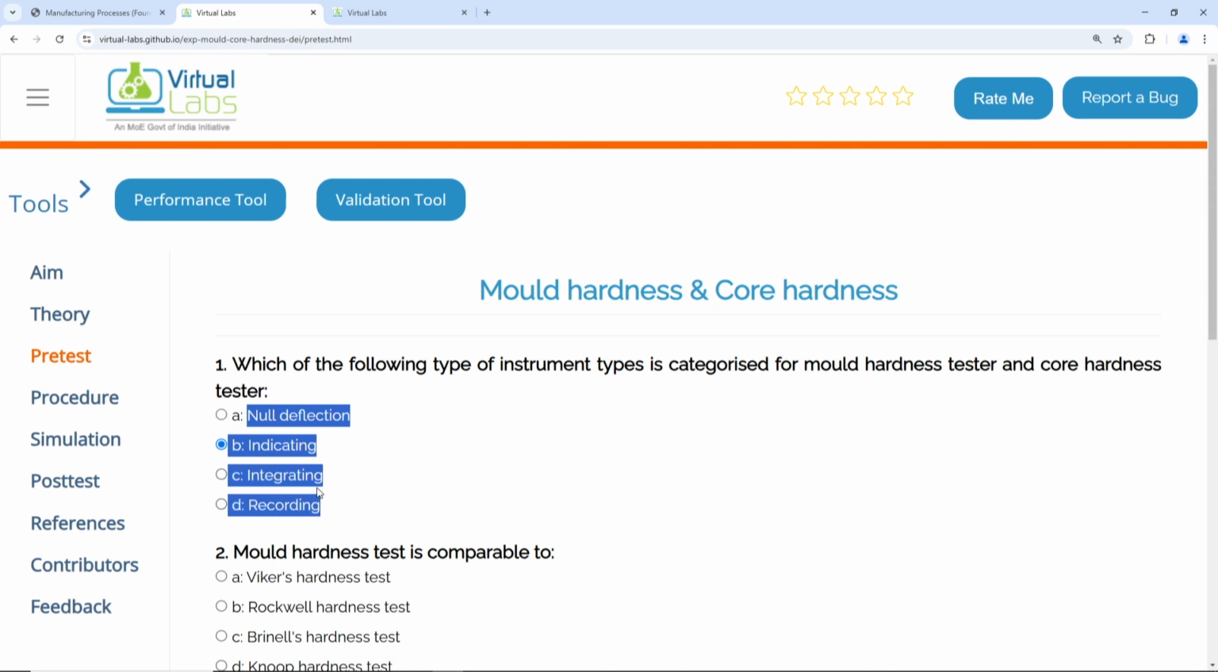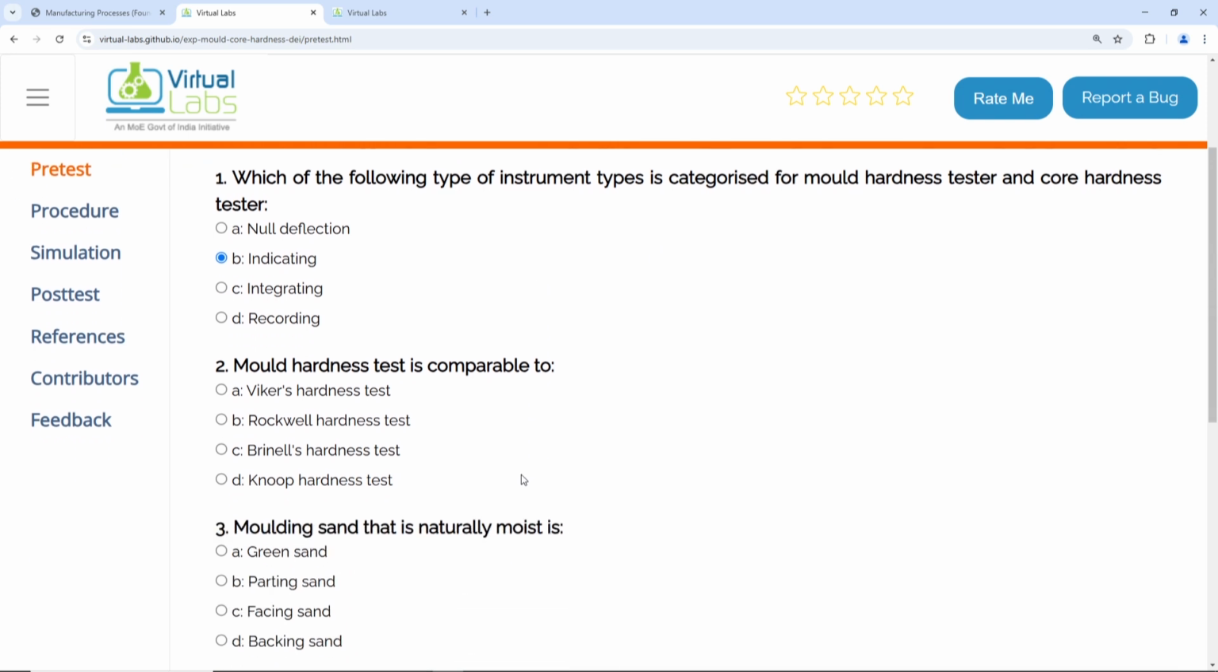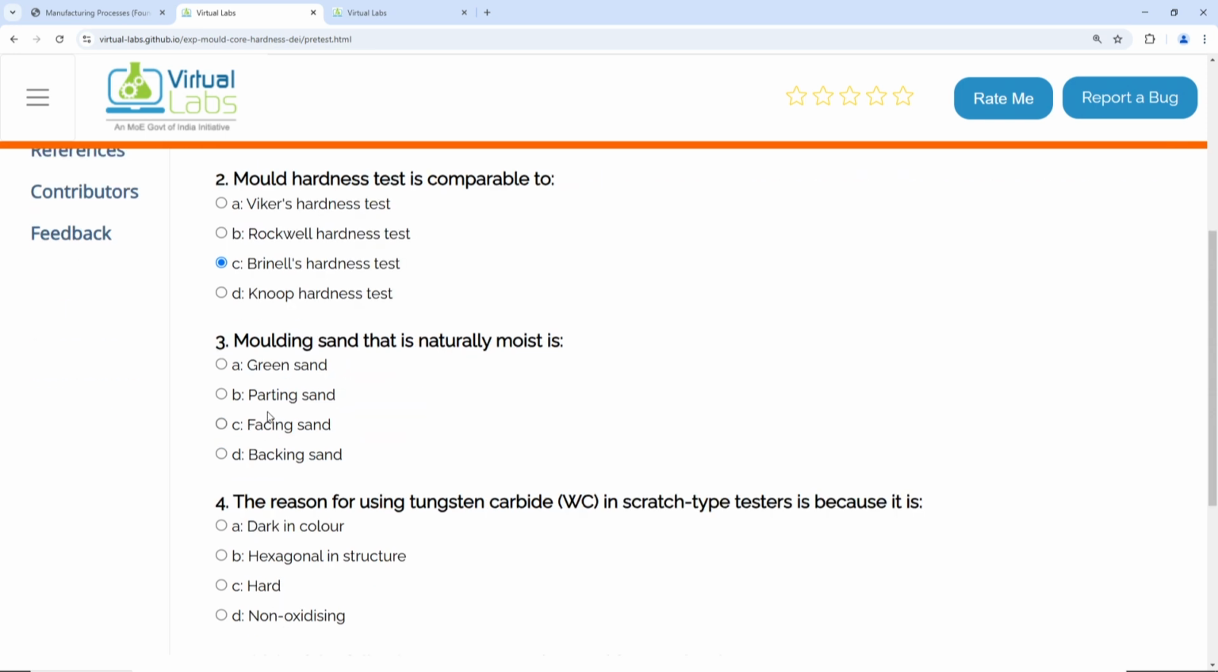You can also visit one of the other courses, Engineering Metrology by Professor Ram Kumar and I. There the different kinds of instruments are discussed. Here an indicating instrument is used to understand the mold hardness and core hardness. The mold hardness test is comparable to the Brinell hardness test, rather than the Vickers, Rockwell, or Knoop hardness tests.